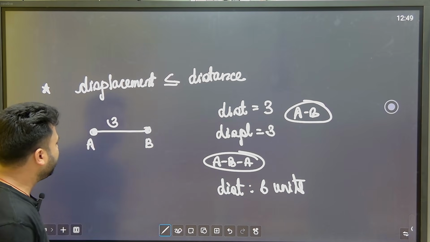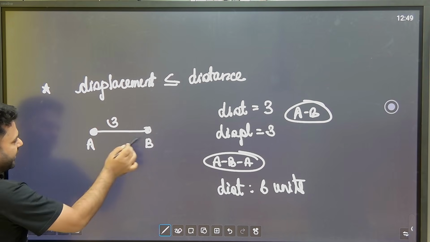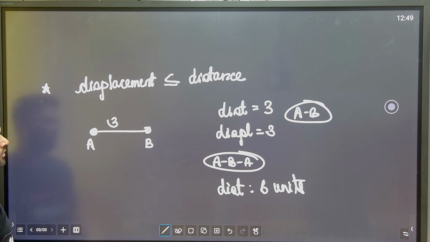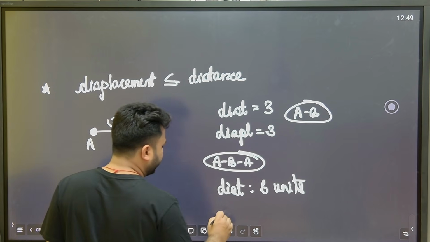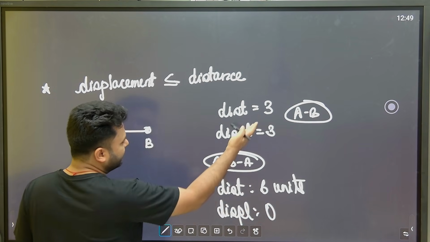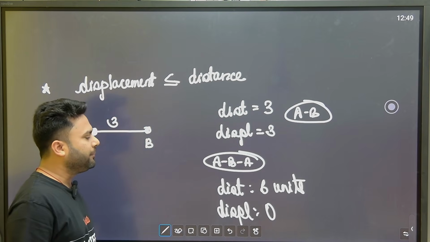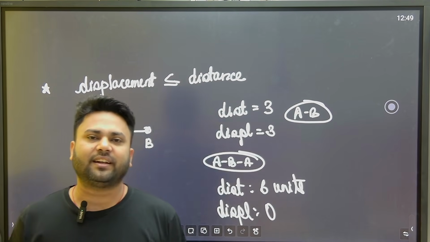But what will be the displacement? See, you started from this point only, the initial position, and you ended here only. So there is no displacement, the initial and final point are the same point. So displacement will be 0. In the earlier case distance and displacement were the same. However, in this case displacement is 0, which is less than distance, that is 6.